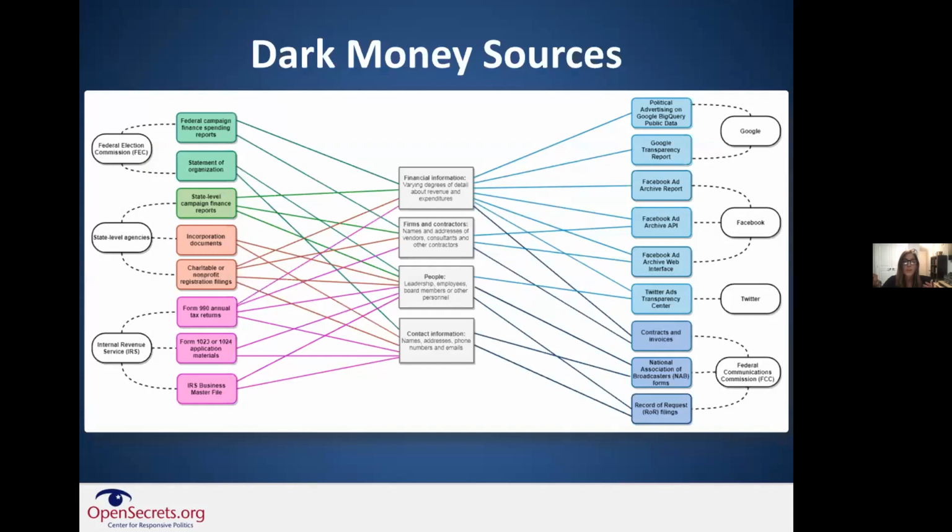I'm gonna skip through the end. That's pretty much the gist of the dark money section. I could talk about it for hours, but those are the big tools. Just to give a summary.